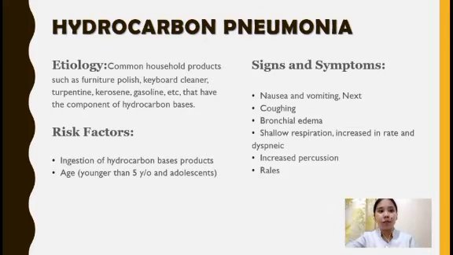Hydrocarbon pneumonia. The etiology is common household products such as furniture polish, keyboard cleaner, turpentine, kerosene, gasoline, etc. that have the component of hydrocarbon bases. The risk factors are the ingestion of hydrocarbon-based products, and children younger than 5 years old and adolescents.